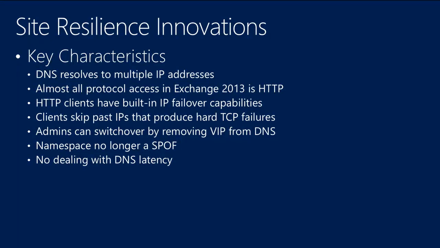The way it works is, when the client side has multiple IP addresses, if it gets a hard error, it can't make a TCP connection to one of those addresses, it will automatically try the next address in its list. So it's very easy to see this for yourself.